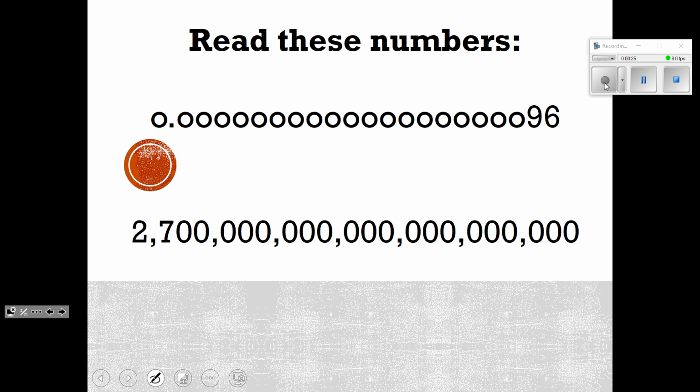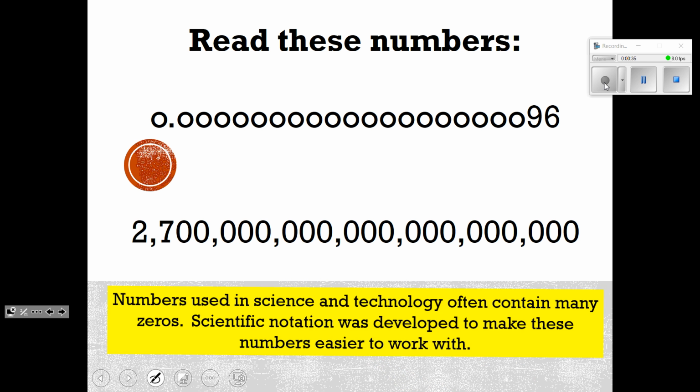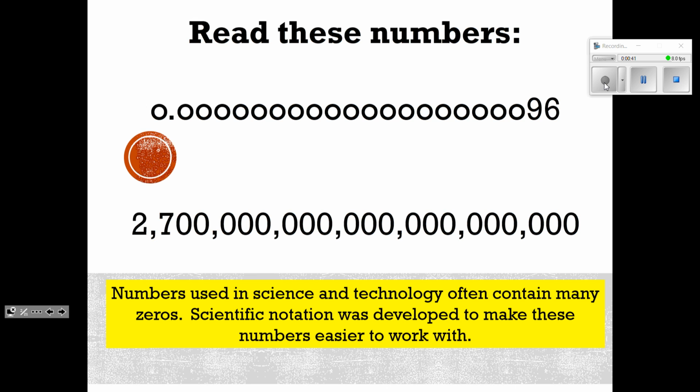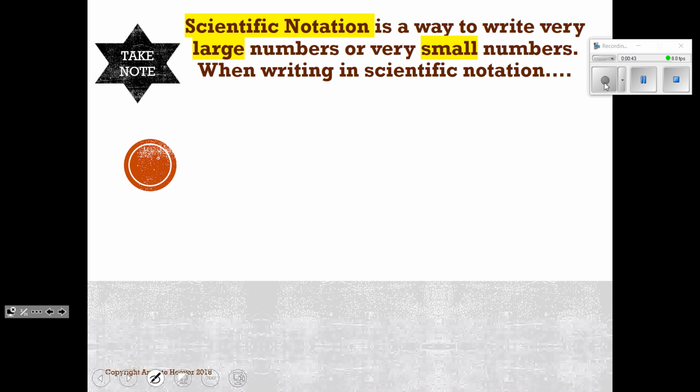So what they have done in the scientific community is found a way to write very small or very large numbers in a way that's more concise, that's easier to read. It was just developed to make numbers easier to work with. So let's look at something here. This is in your notes.